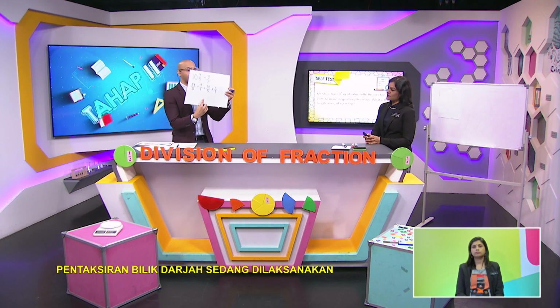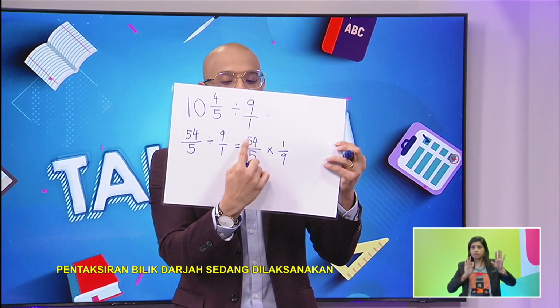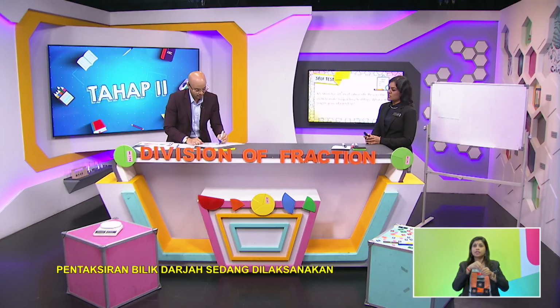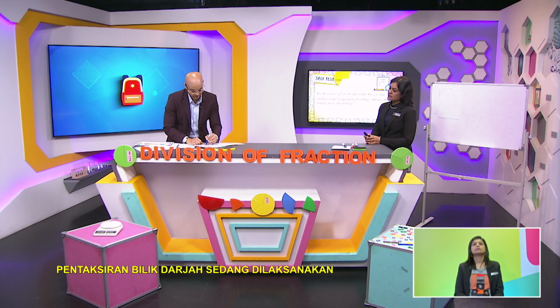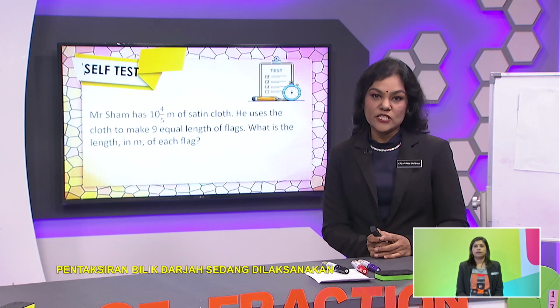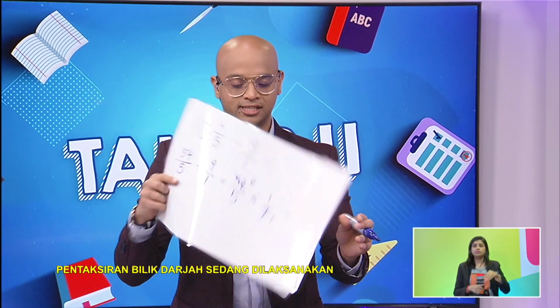Before that, maybe I can somehow simplify it. 54 and 9. So I can scratch this out. This becomes 6 and 9 becomes 1, because both numbers are in one multiplication. So you cancel it by times 9. And then you times the numerator with numerator and denominator with denominator. So 6 times 1 and 5 times 1, I get 6 over 5.